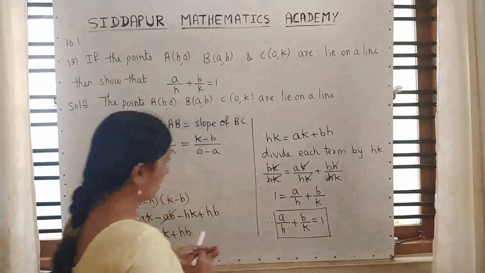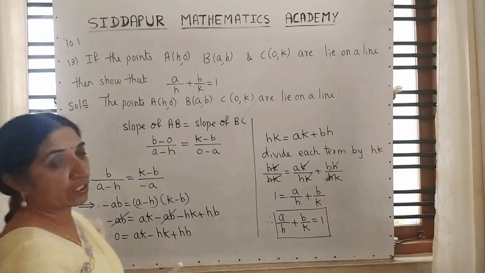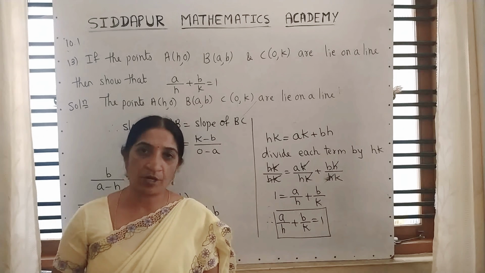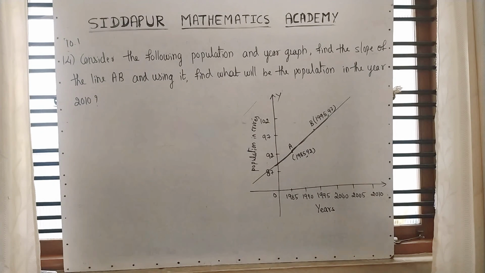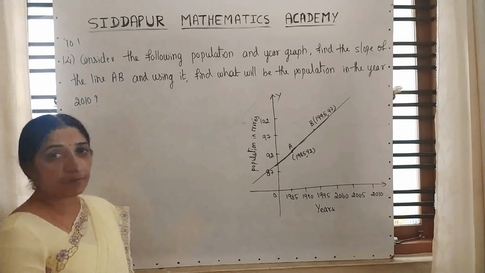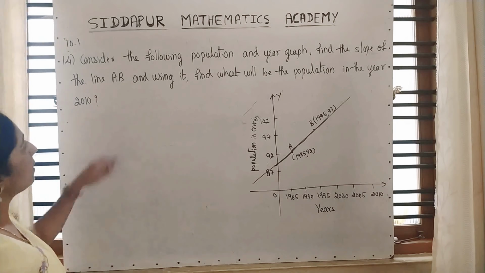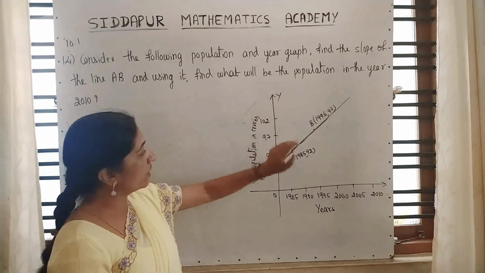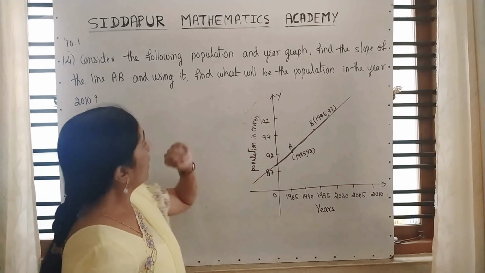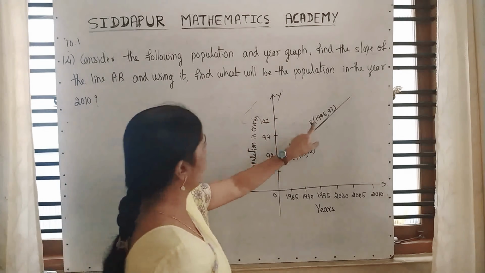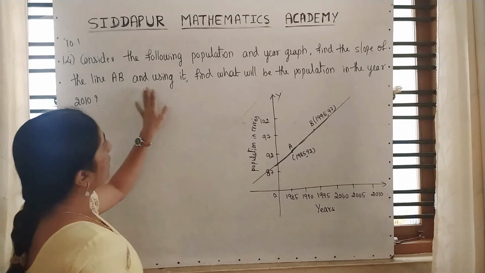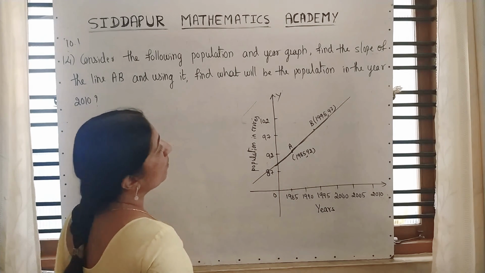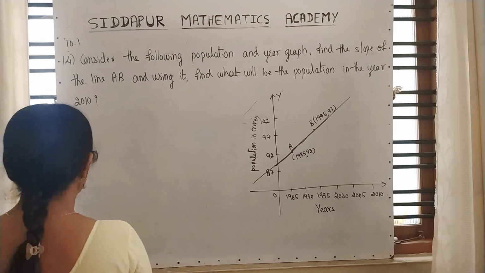Now moving to the next question, the last question in exercise 10.1, the 14th question. Consider the following population graph by year. Find the slope of the line AB. This is very simple. This is x1, y1, x2, y2. We have to use the formula, and using it, find what the population will be in the year 2010.